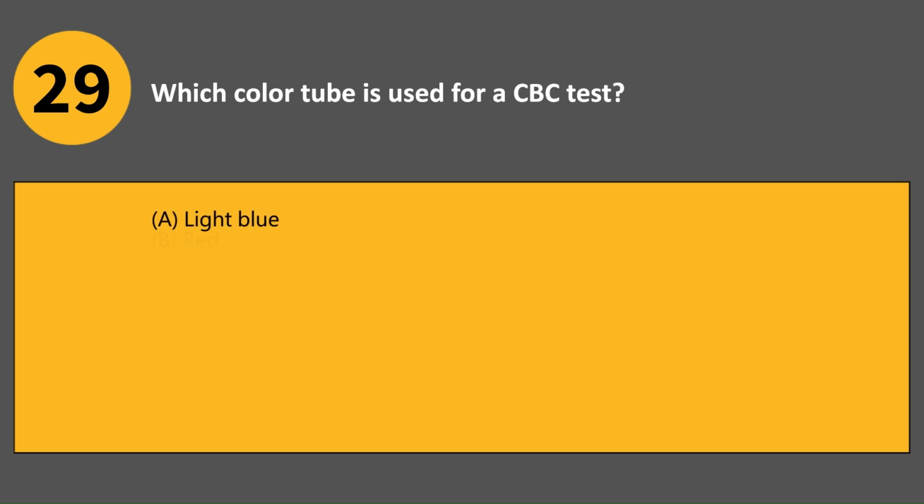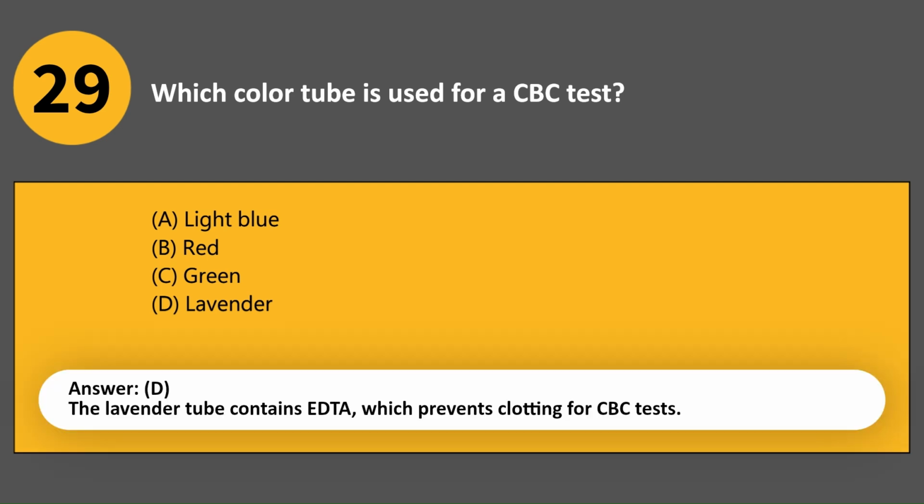Which color tube is used for a CBC test? A. Light blue. B. Red. C. Green. D. Lavender. Answer, D. The lavender tube contains EDTA, which prevents clotting for CBC tests.